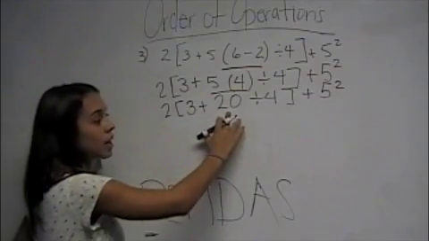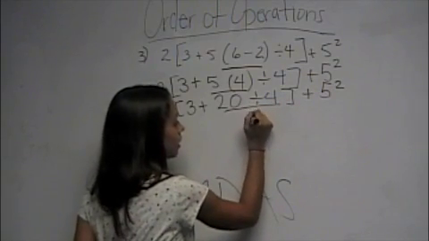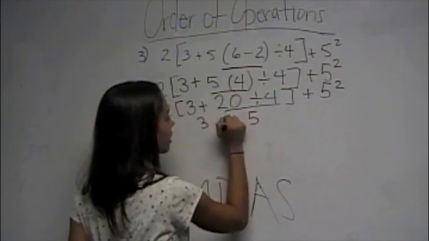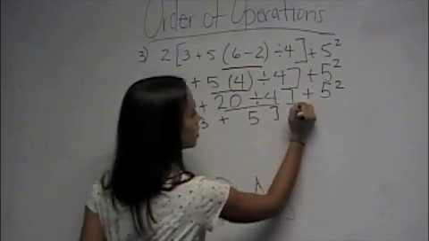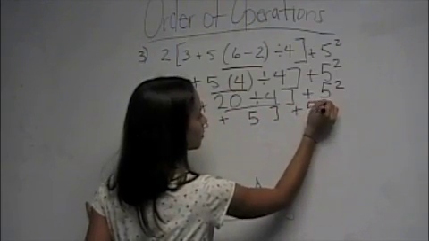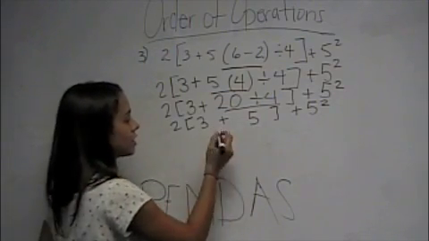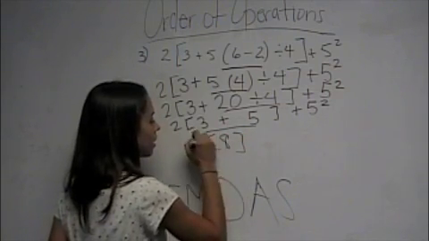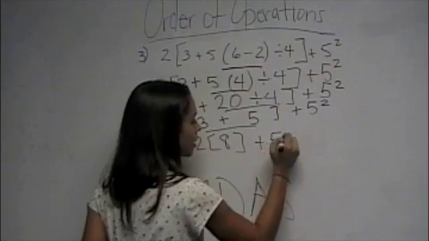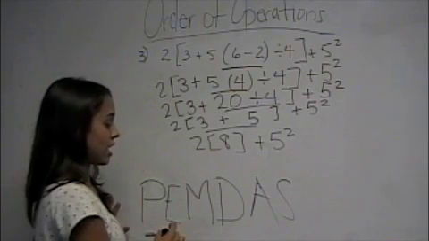Alright, now we keep going in our brackets. 20 divided by 4, underline. That equals 5. 3 plus 5 in brackets. 2 plus 5 squared. Alright, let's finish up our brackets. 3 plus 5 is 8 plus 5 squared. Now we're finished with what's inside the brackets, and we need to go to our next step.